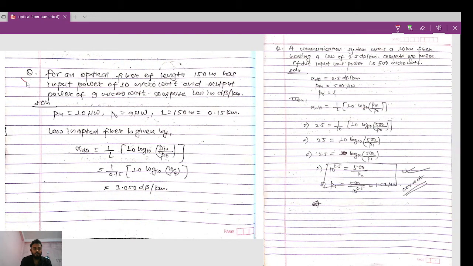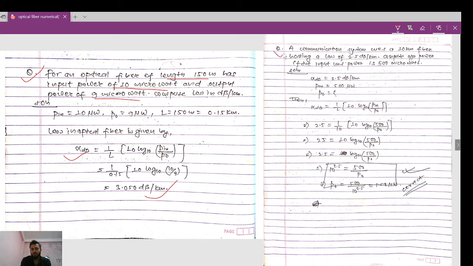Here in the second numerical we have given an optical fiber of length 150 meters, and the input power is given as 10 microwatt. Similarly we have output power given as 9 microwatt. And here we have to calculate the loss in dB per kilometer. So simply you can use this formula: alpha dB equal to 1 upon L, 10 log base 10 of P in upon P naught. On substituting all these parameters we will get the value of alpha dB, meaning loss in optical fibers. So you'll get here 3.050 dB per kilometer.